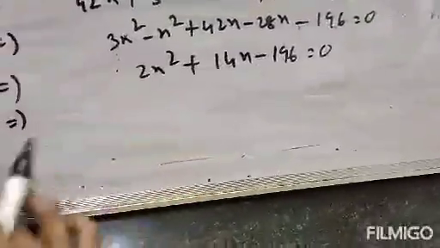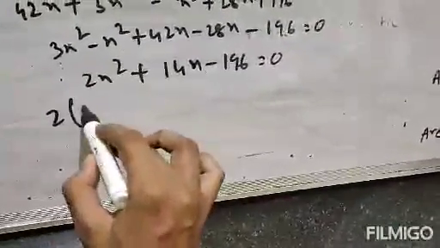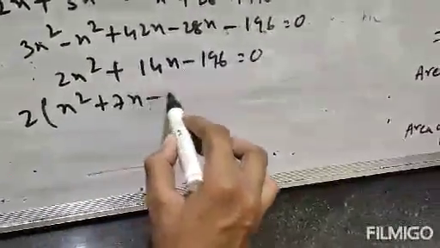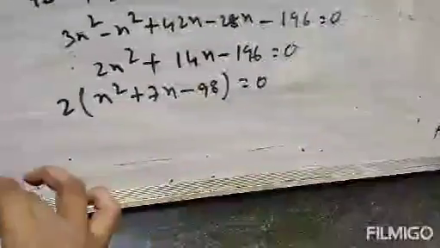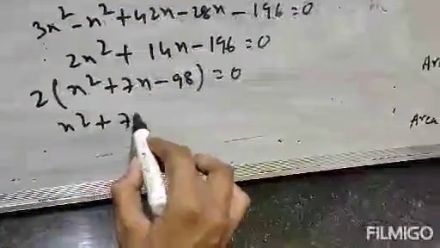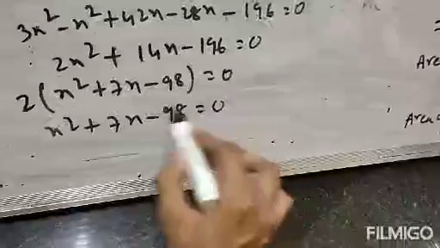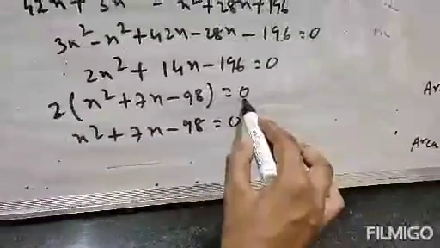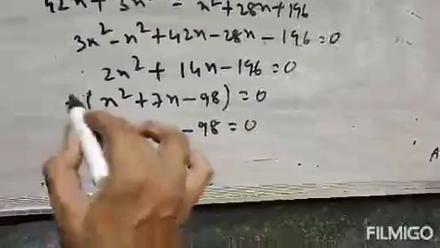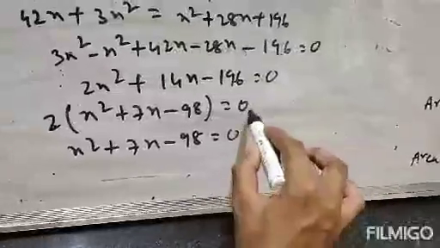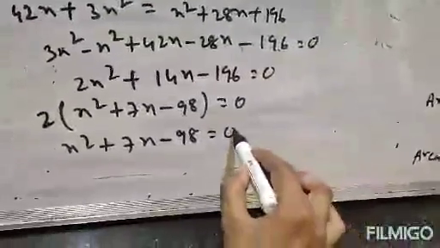Now take 2 as common. So if you take 2 as common, 2 into x square plus 7x minus 98 equal to 0. So x square plus 7x minus 98 will be equal to 0, because 2 is multiplied on this side, so if you change the side, 2 will be divided here, and 0 divided by 2 means 0.